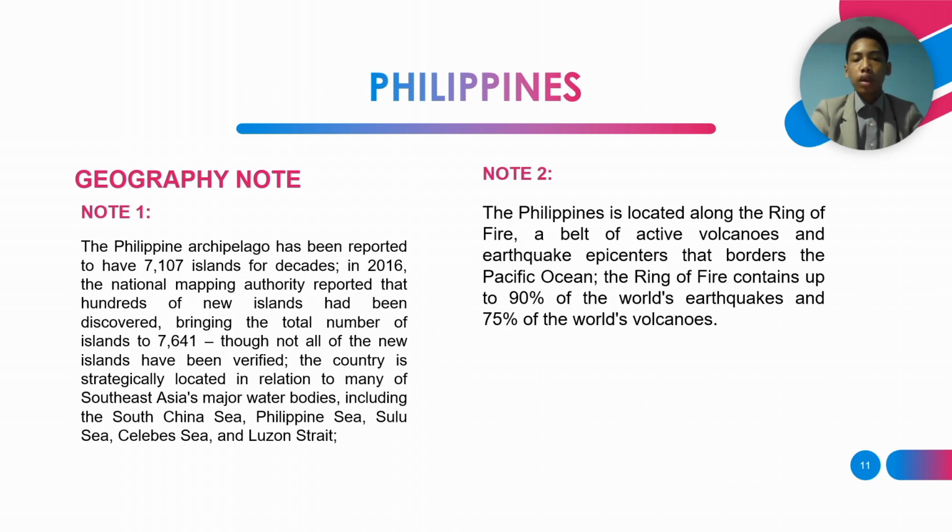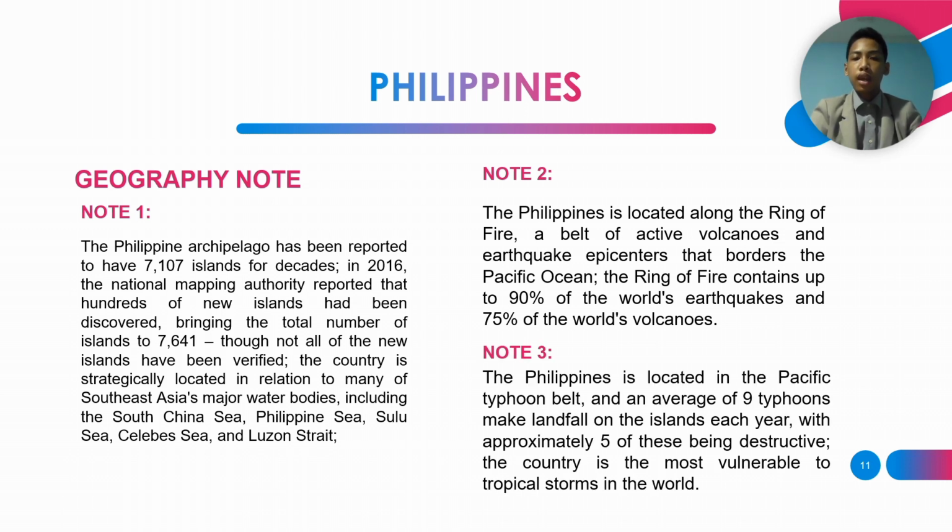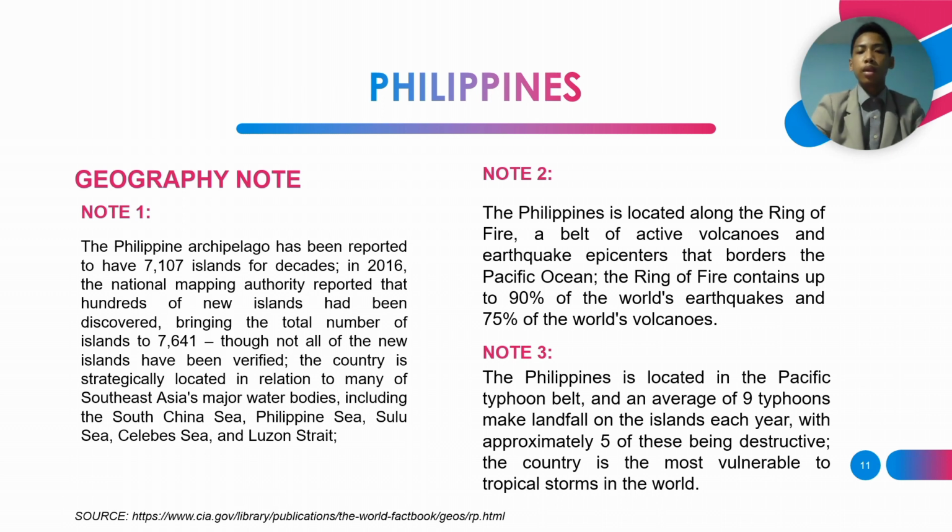Note 2. The Philippines is located along the Ring of Fire, a belt of active volcanoes and earthquake epicenters that borders the Pacific Ocean. The Ring of Fire contains up to 90% of the world's earthquakes and 75% of the world's volcanoes. Note 3 is that the Philippines is located in the Pacific typhoon belt, and an average of 9 typhoons make landfall on the islands each year, approximately 5 of these being destructive. The country is the most vulnerable to tropical storms in the world.